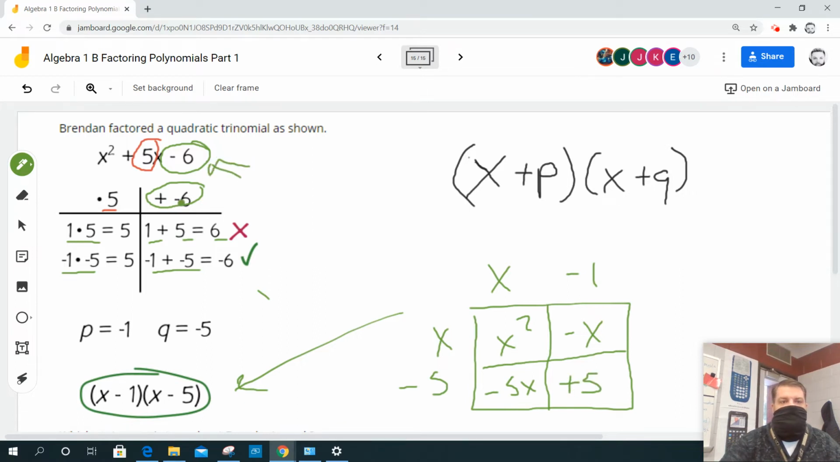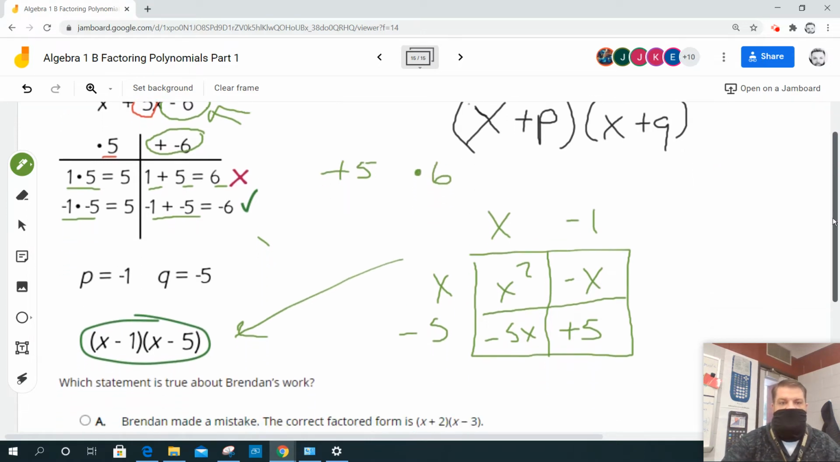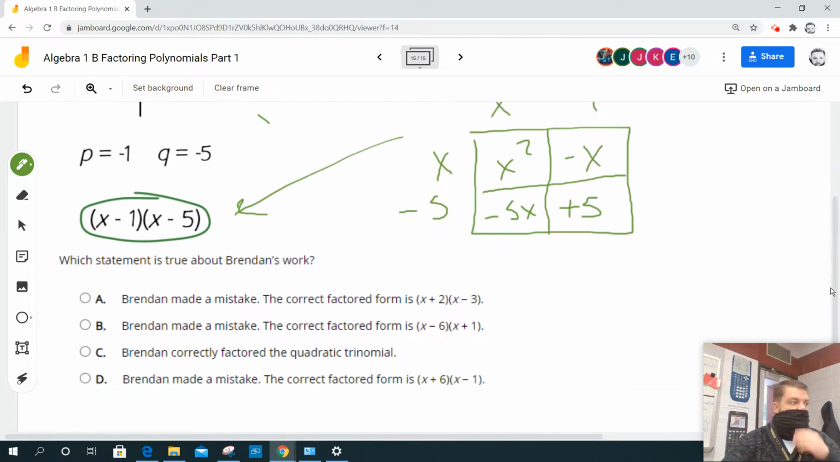So you got it confused. We've got to find numbers that add up to 5, and then when you multiply them, they multiply to 6. So that was his mistake. So let's scroll down and figure out which one it is.